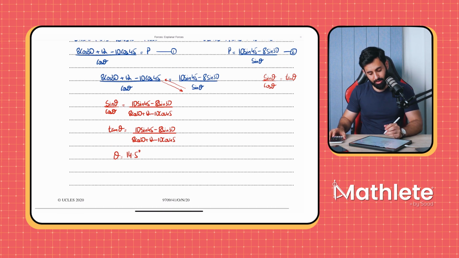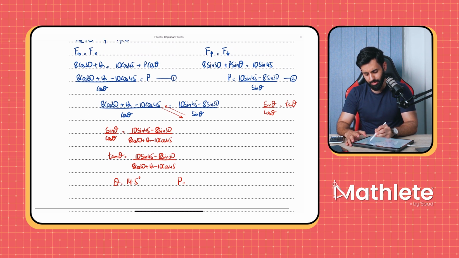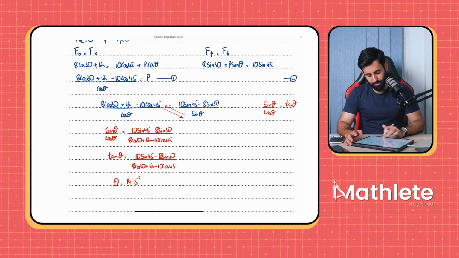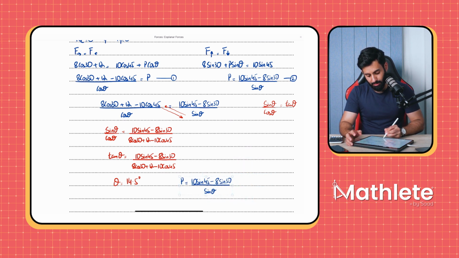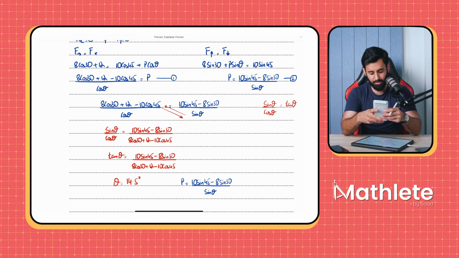But that's not the end of the question. We still have to find out the value of P, for which you can simply use, since they're both equal to P, whichever equation you want. So I'm going to use this equation right here. Let me copy this, paste it here. There you go. And in place of theta, I will plug in 14.5.